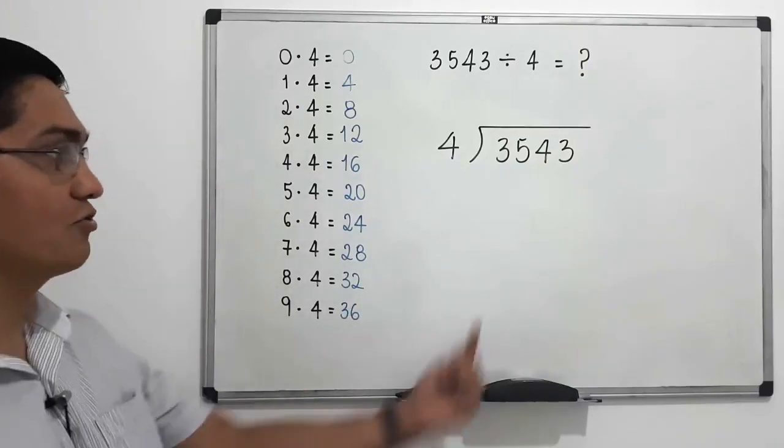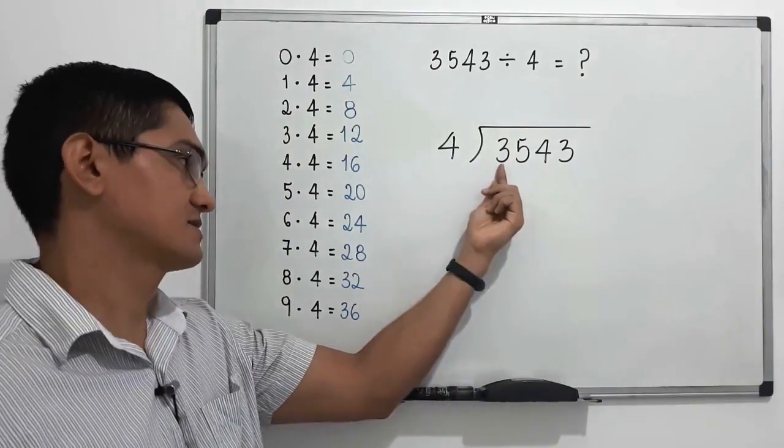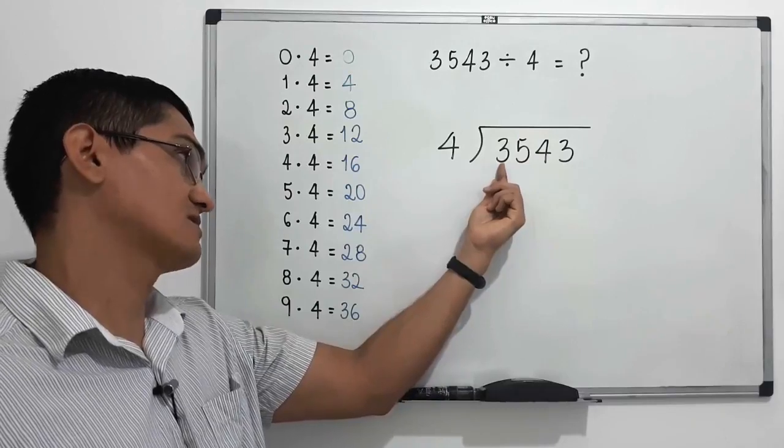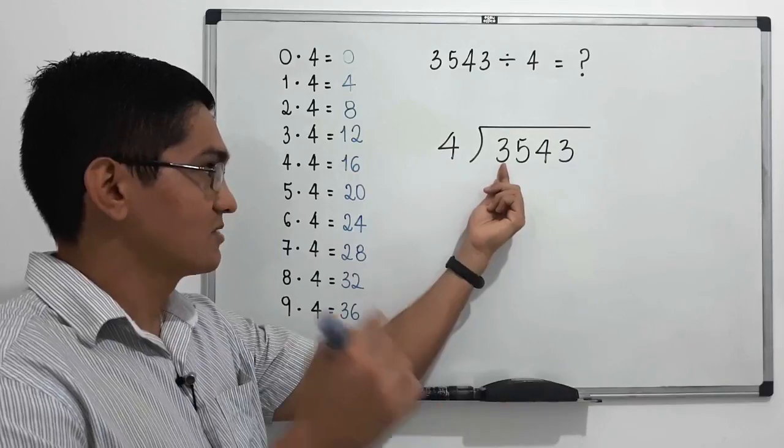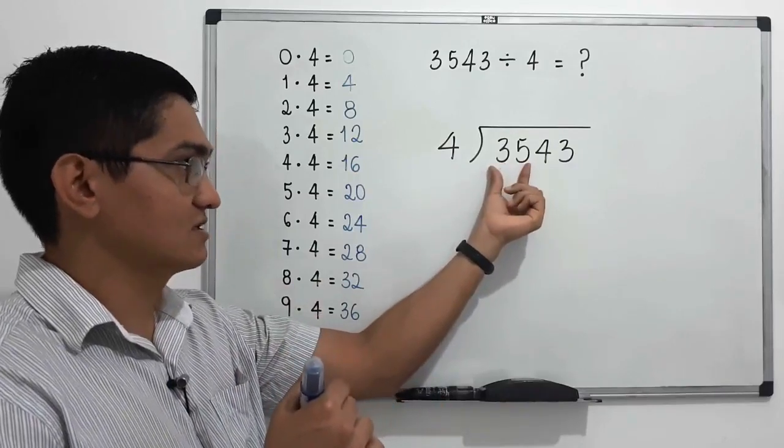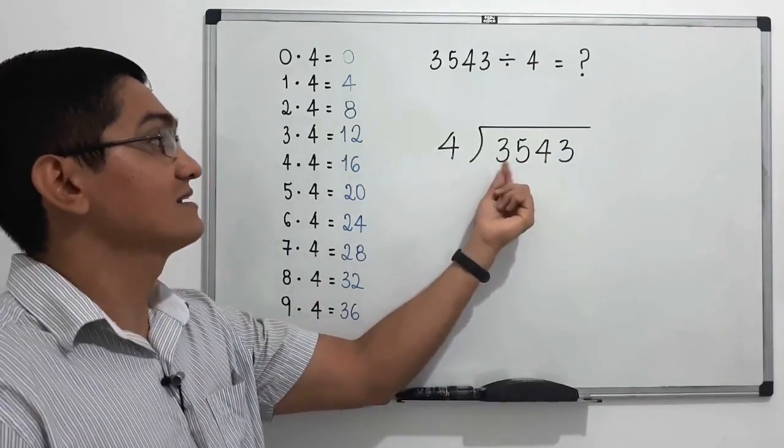We start by looking at this first digit. It's a 3. Since 3 is smaller than 4, we do not start now. We group it with the next digit. So we get now 35.